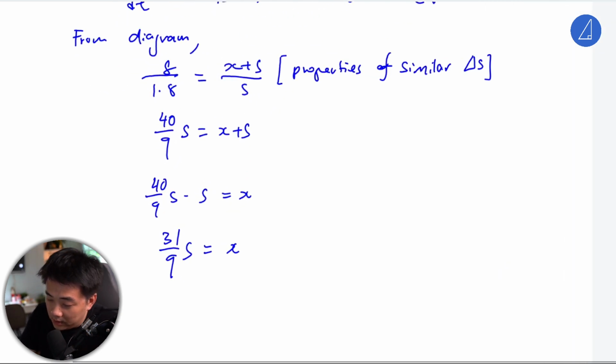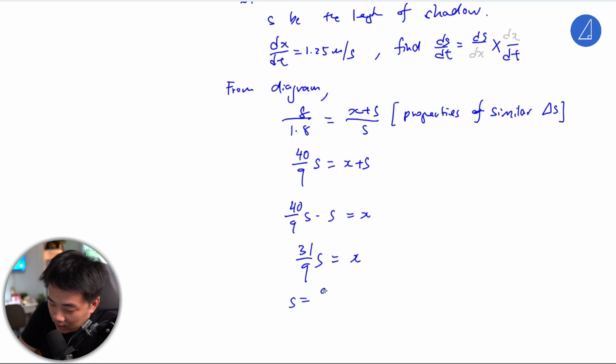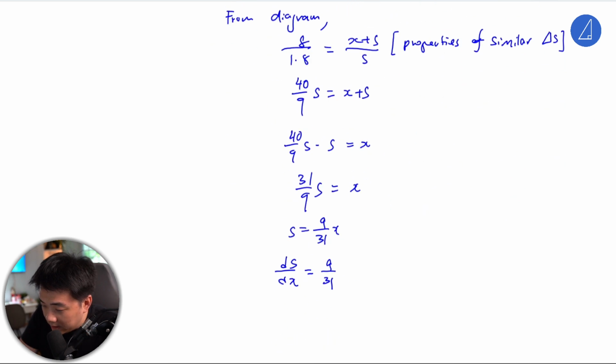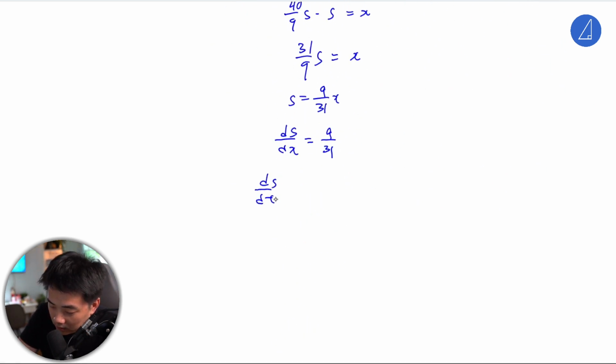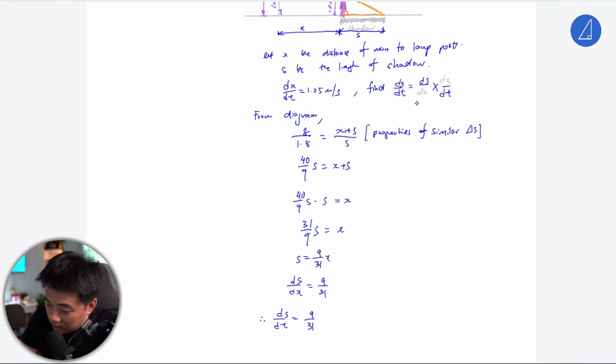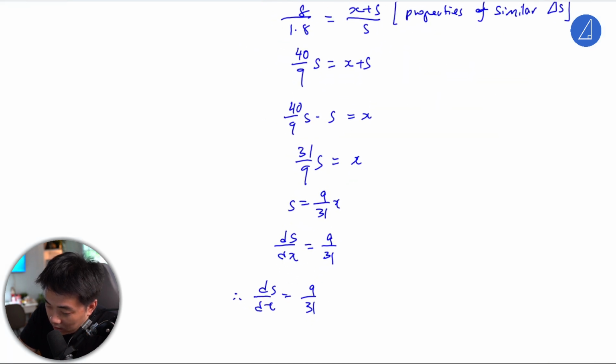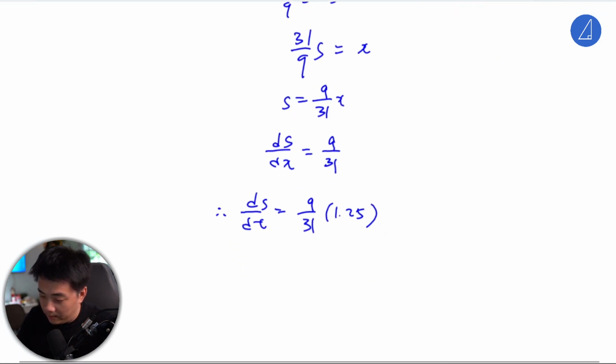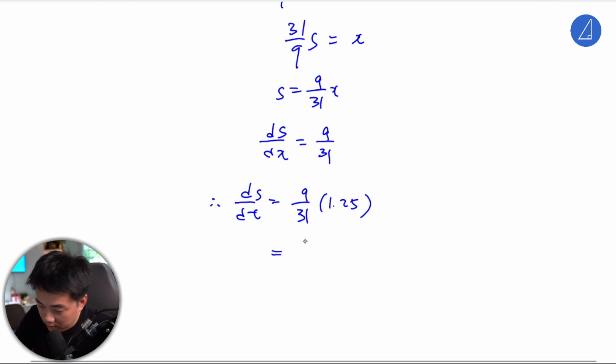Great. So in other words, s is equal to 9/31 x, so ds/dx is just 9/31. In this case, ds/dt is 9/31 using the similar triangles, and dx/dt is 1.25. So 9/31 times 1.25 will be 45/124 meters per second.